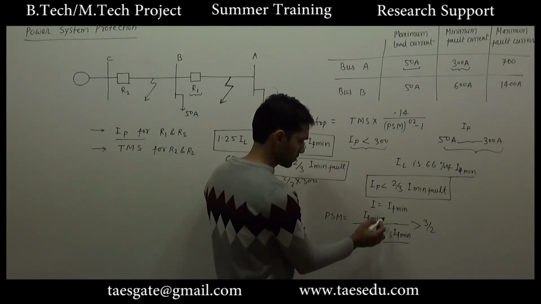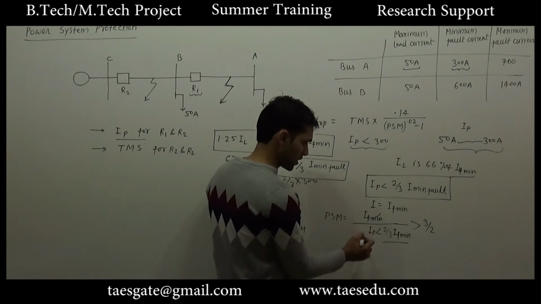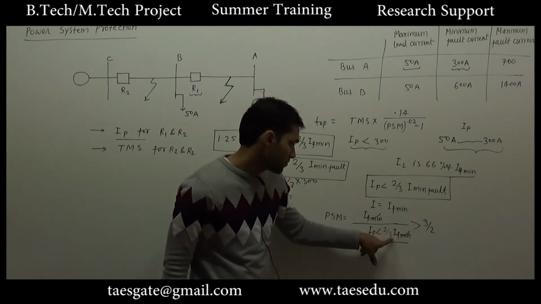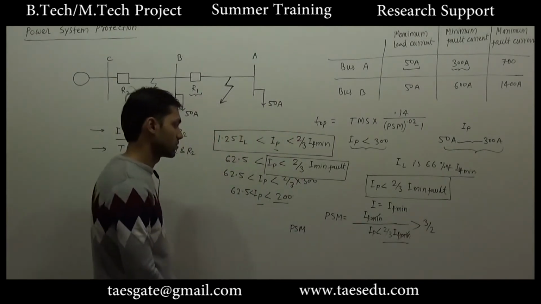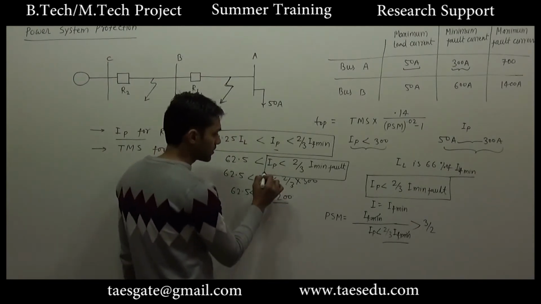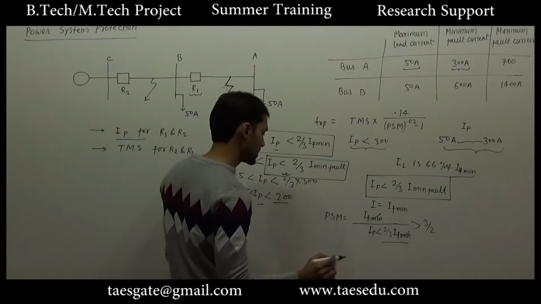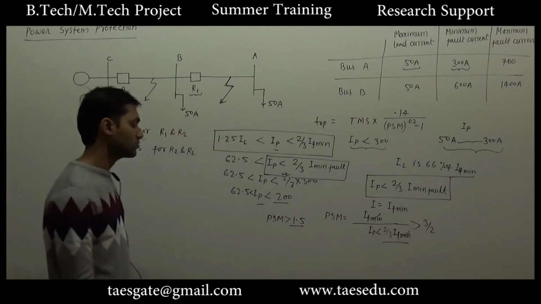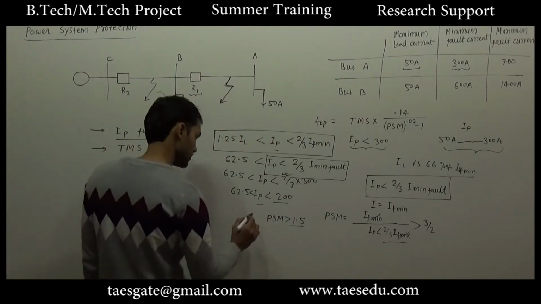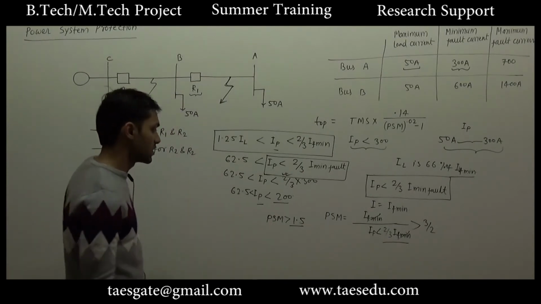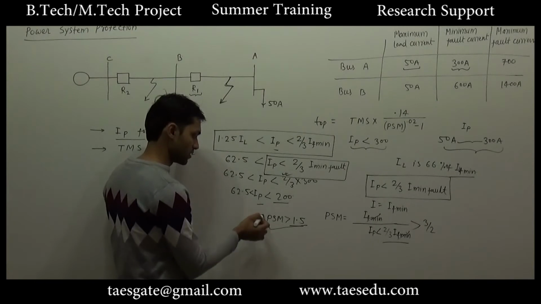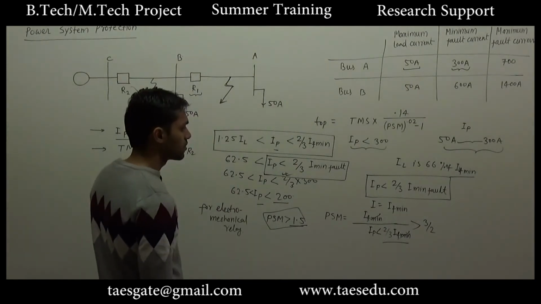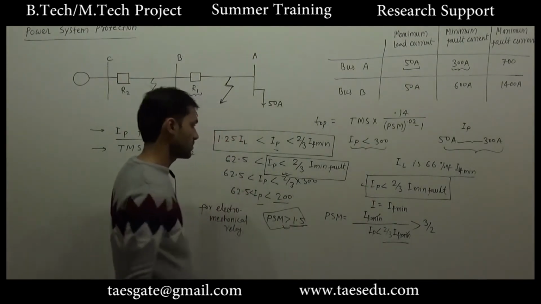IF minimum and IF minimum will be cancelled, and if this quantity is less than 2 by 3, obviously this quantity will be greater than 3 by 2. So by satisfying this inequality, what are we satisfying? We are satisfying PSM must be greater than 1.5 for electromechanical relay, which starts its working when PSM is greater than 1.5. So by ensuring this inequality, we can ensure PSM is greater than 1.5.